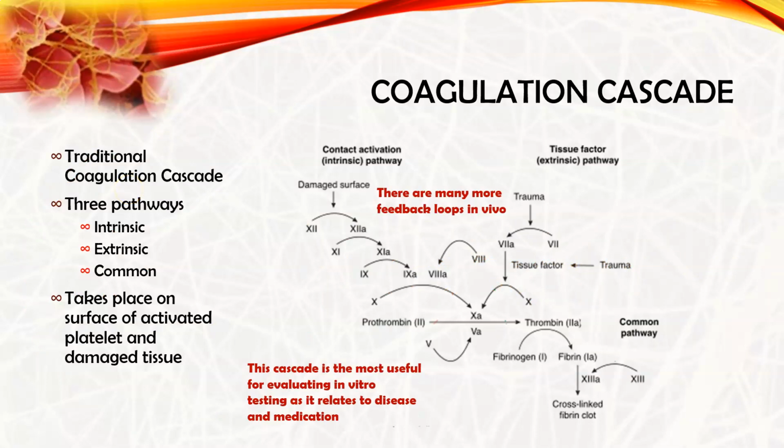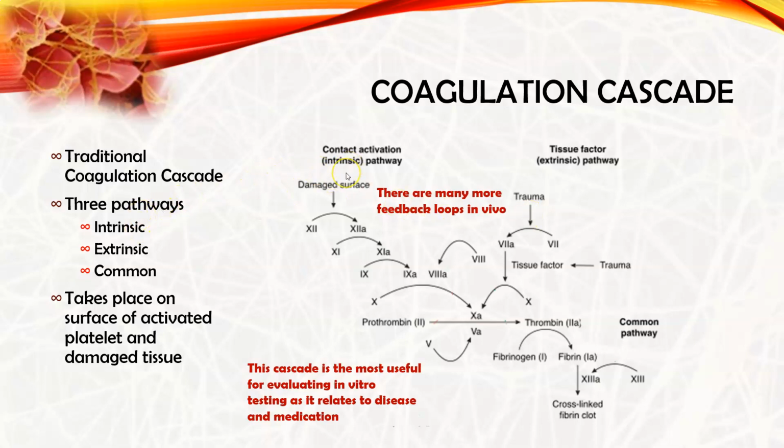So we've looked at all the pieces, and when we put it all together, this is kind of what we get. This is the traditional coagulation cascade. It has changed significantly over the 30 years that I've been in the field. There was a lot of research in the 80s and early 90s into natural anticoagulation and hypercoagulable states, in other words, people who formed clots. There are a lot more feedback loops in the body when this is occurring.